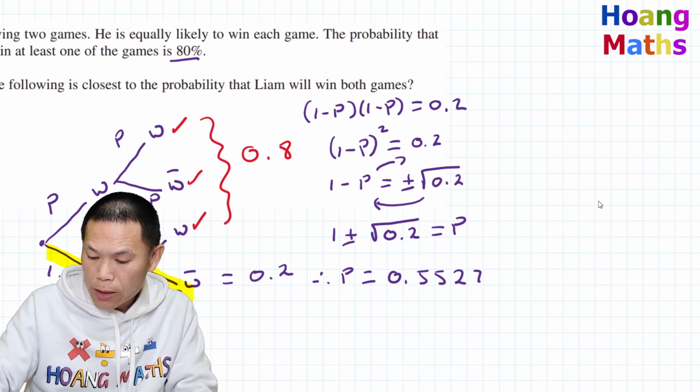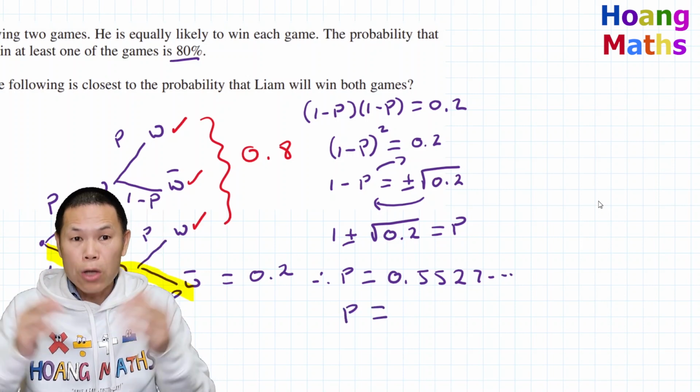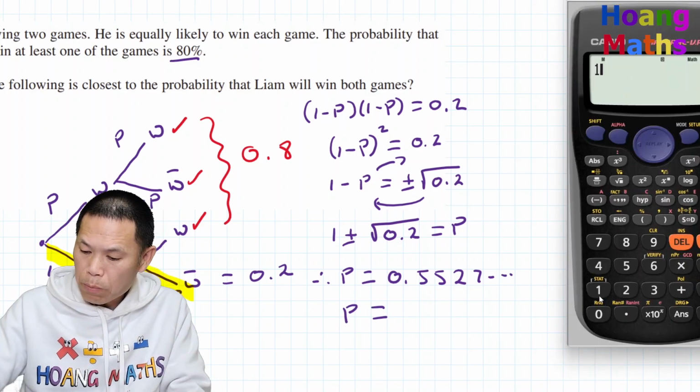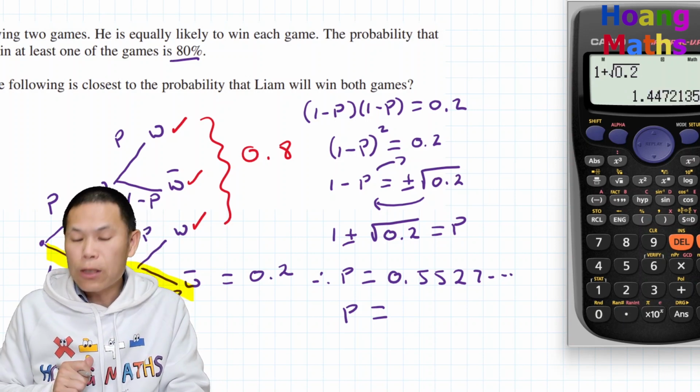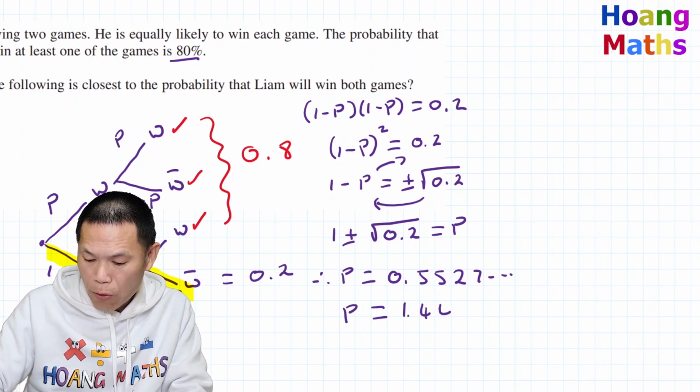0.5527 and so on. Okay. Or P equals, we do the positive one, 1 plus square root of 0.2. So that is 1.447.